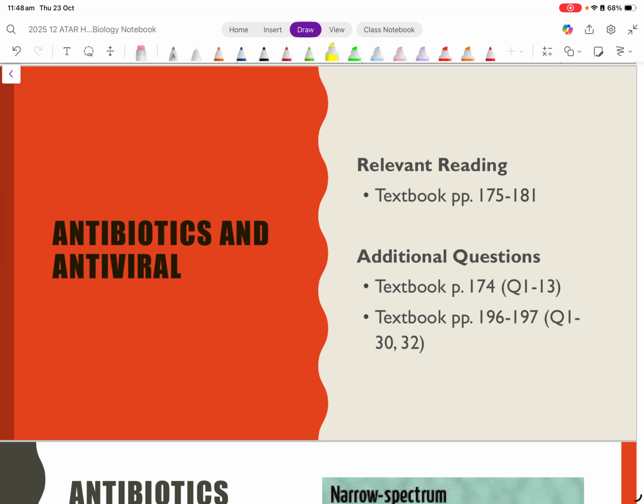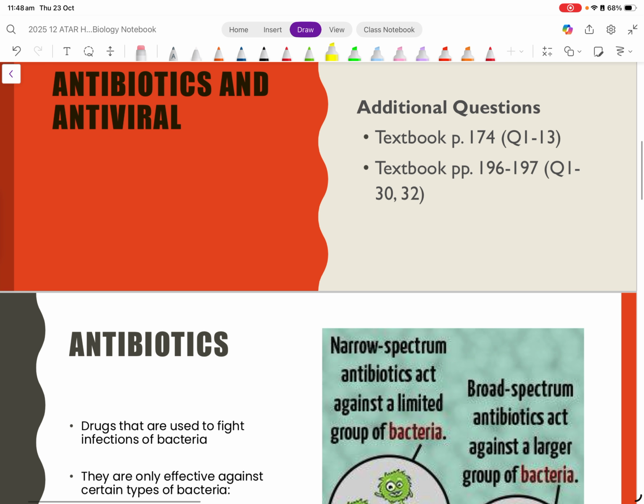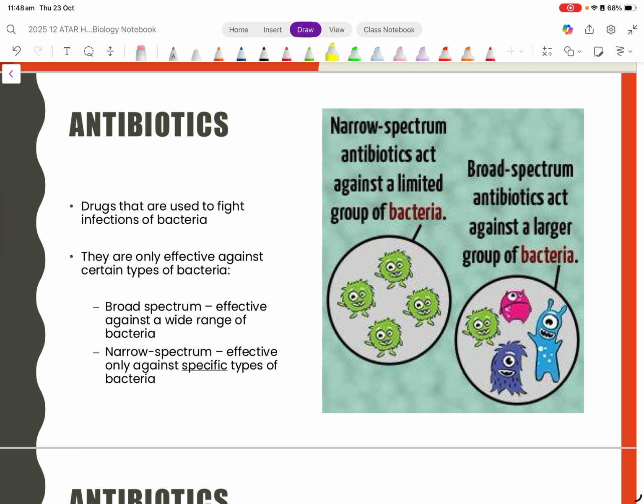To finish up the immunity topic, we're just going to have a look at antibiotics and antivirals. So antibiotics, nice and quickly, are drugs used to treat bacterial infections. Now, it's worth noting that antibiotics are only effective against bacteria. They are not going to treat viral infections or fungal infections.